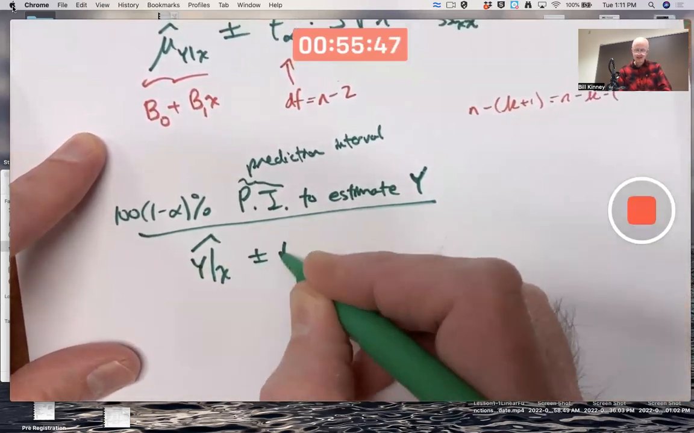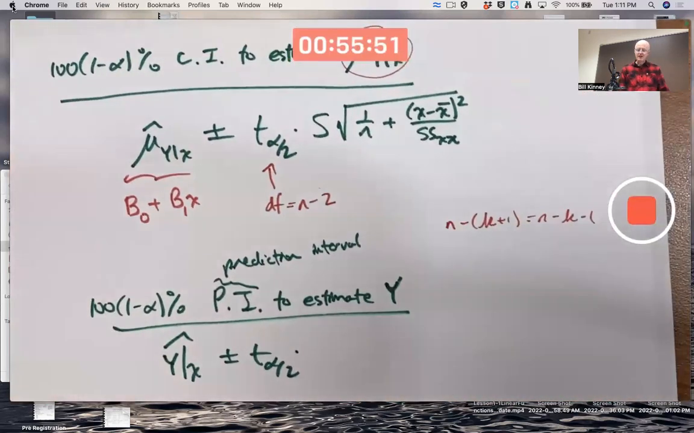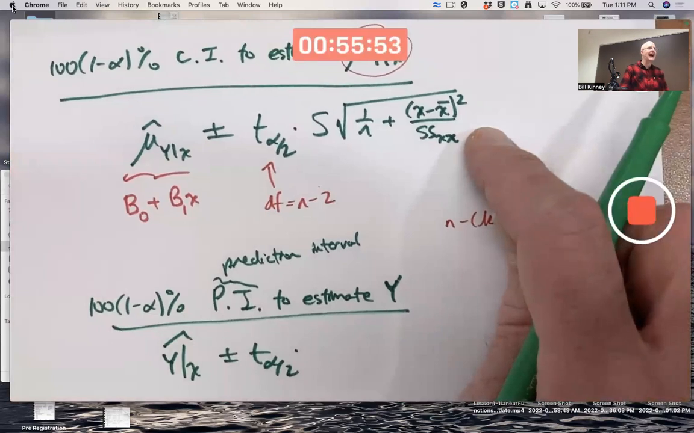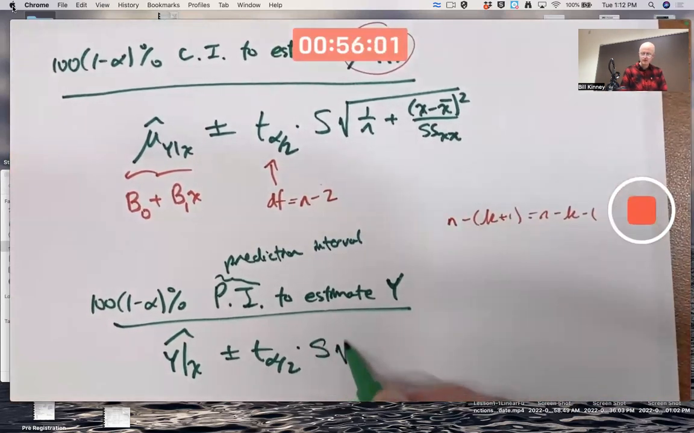plus or minus t sub alpha over 2 times the standard error. And the standard error looks almost exactly the same as that, with one seemingly slight difference. Under the square root, you also add 1.